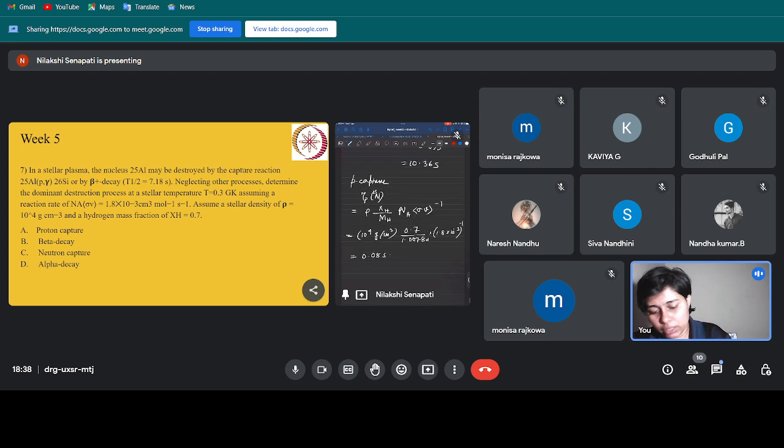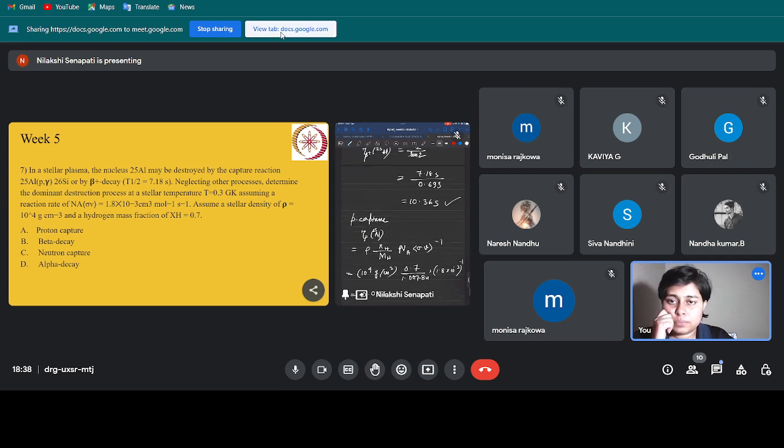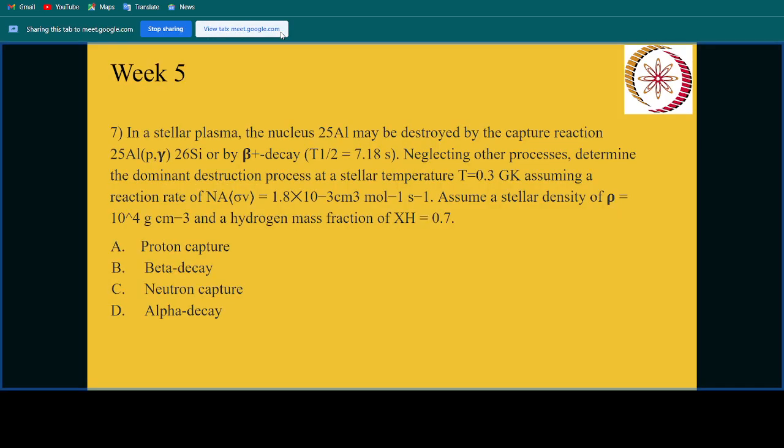So this is the dominant one. So what will be the answer? Answer is A, proton capture.